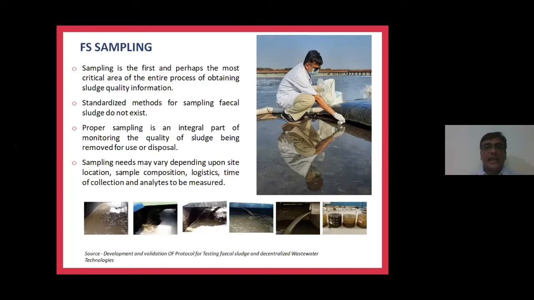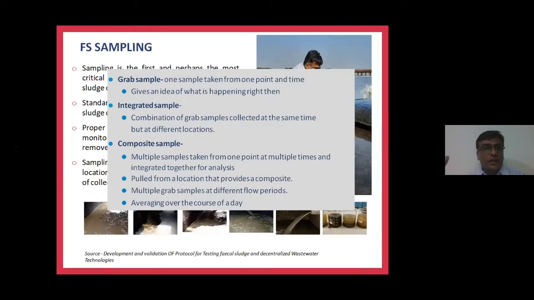And then, as we say, when we talk of fecal sludge, I could just go up to a place, grab a point of fecal sludge and come back. Now, if I'm talking of a sampling strategy where I grab different samples from different locations and then bring them, it could be a grab sample. It could be an integrated sample, which is a combination of grab samples collected at the same time, but at different locations.